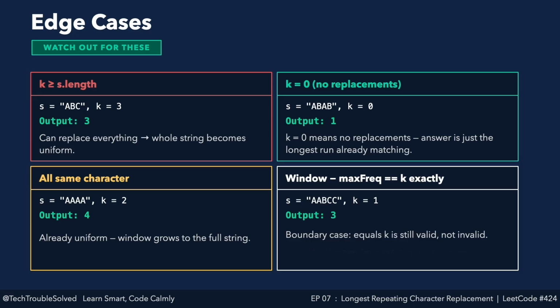The bug people write is putting greater than or equal to K in the shrink condition, meaning they shrink even when window minus max frequency equals K. That throws away a perfectly valid window. The correct code is strictly greater than K only for the shrink condition. Equal to K, you have exactly enough replacements. Don't shrink. With those covered, here are the 4 things to carry out of this episode.